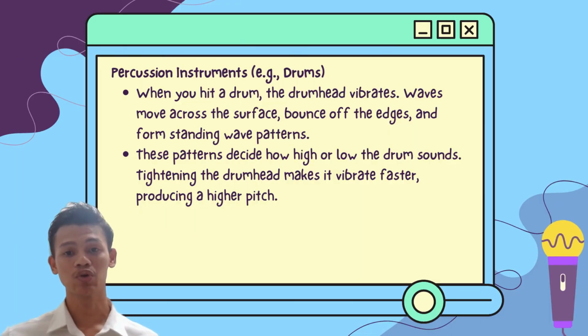Last is percussion instruments, which is drum. When you hit a drum, the drum head vibrates. Waves move across the surface, bounce off the edge, and form a standing wave pattern. These patterns decide how high or low the drum sounds. Tightening the drum head makes it vibrate faster, producing a higher pitch.